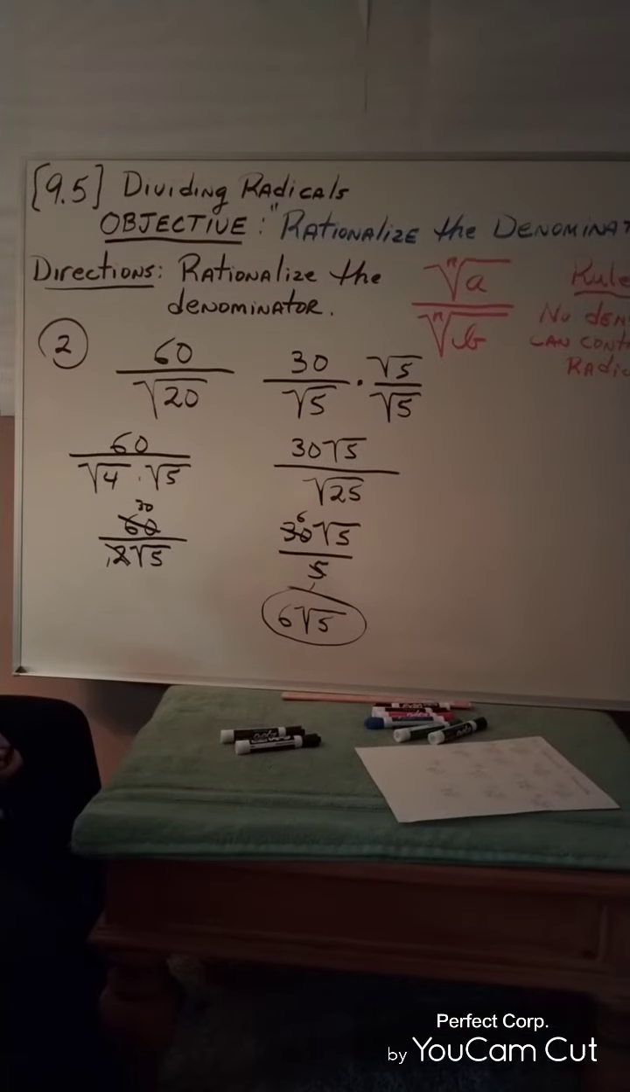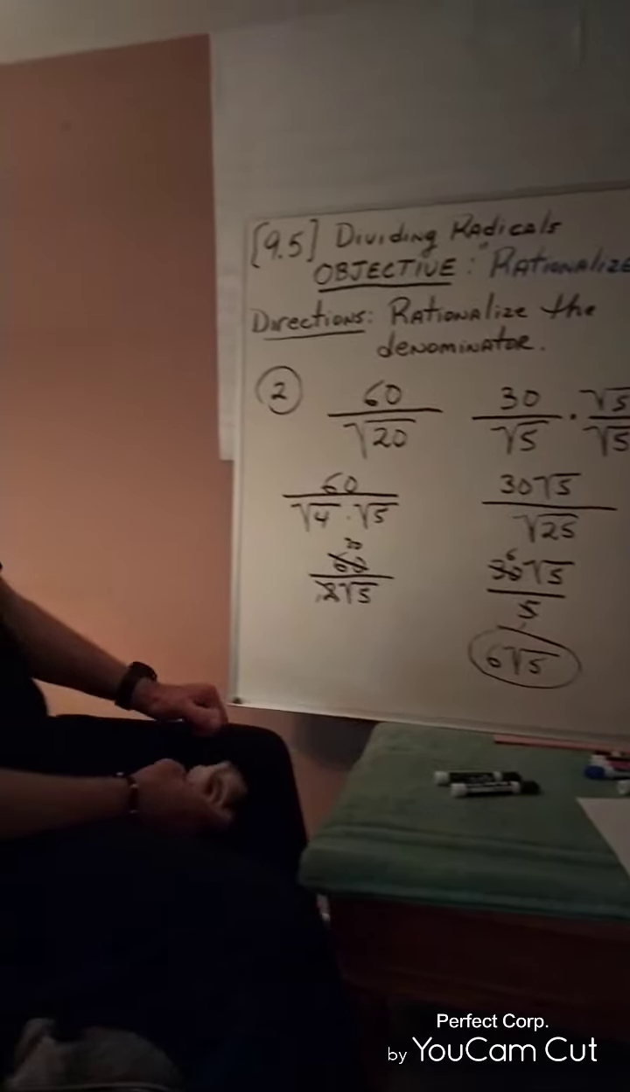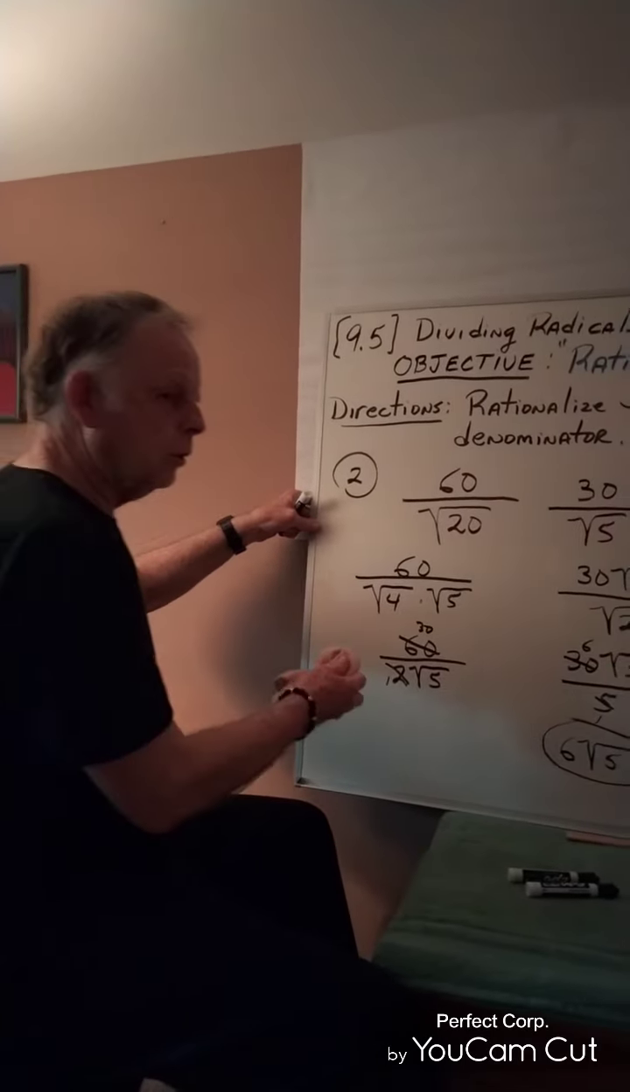So it's a few steps. Yeah, it is. That's the process of rationalizing the denominator. Let's take a look at a third.